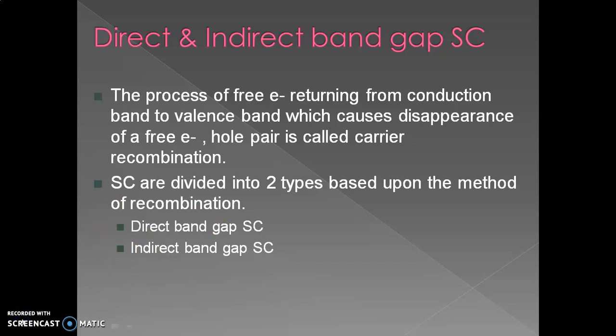The process of a free electron returning from the conduction band to the valence band, which causes the disappearance of a free electron-hole pair, is called carrier recombination. In semiconductors, there are two types based on the method of recombination: the direct band gap semiconductor and the indirect band gap semiconductor.